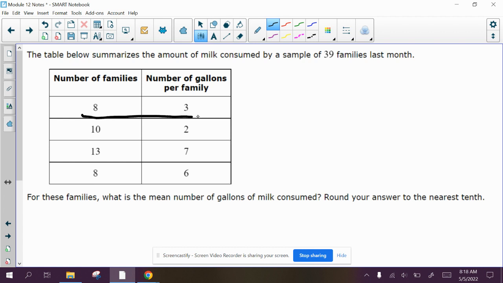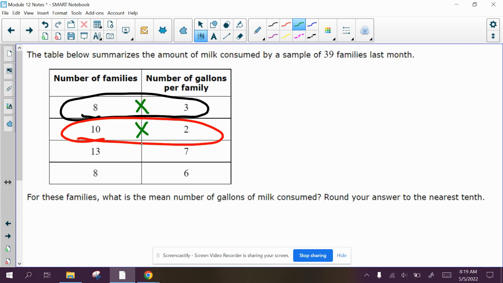Actually, 3 occurs 8 times in this data set. 2 occurs 10 times in this data set. So you could sit and write out 2 10 times, and then 3 8 times, and then 6 8 times, and 7 13 times. Or since we're just trying to find the mean, we could just multiply these numbers together, because we already know if I have 3 8 times, it's going to be 3 plus 3 plus 3 up to 8 times. And what is that doing other than multiplying by 8?